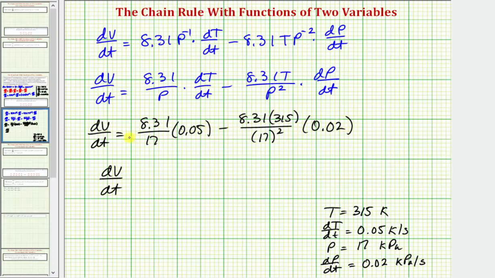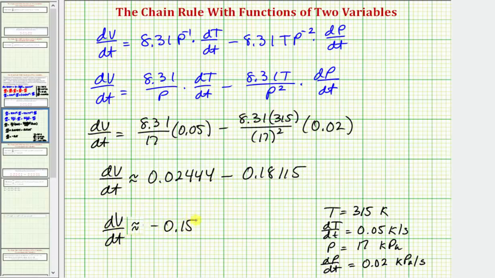To save some time, I've already determined these values. This value here is approximately 0.02444 minus this value here, which is approximately 0.18115. So if we find this difference rounded to 4 decimal places, we would have dV/dt is approximately negative 0.1567. Now this is measuring the change in the volume with respect to time.